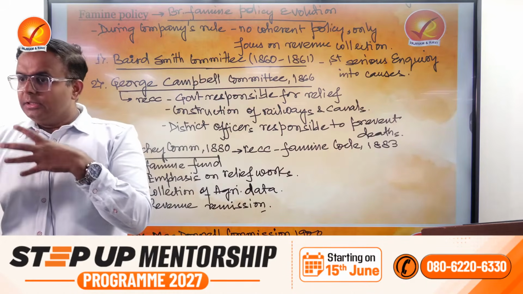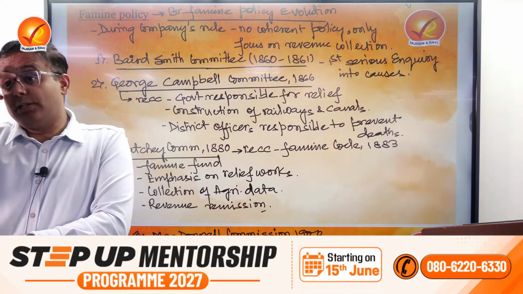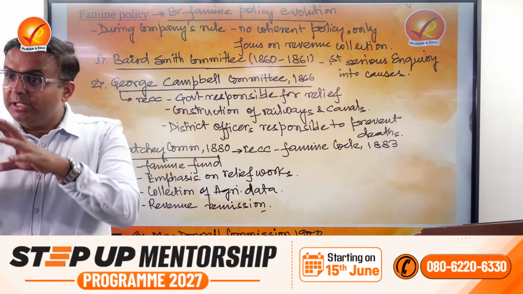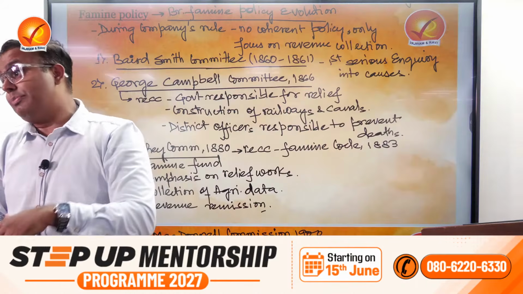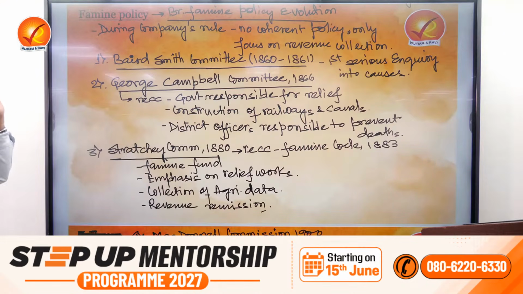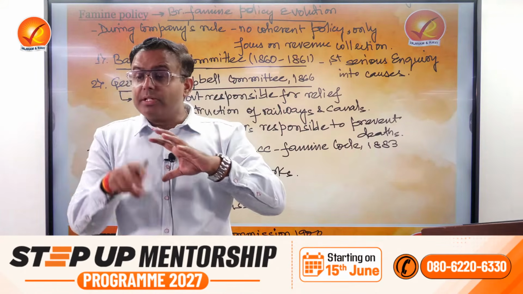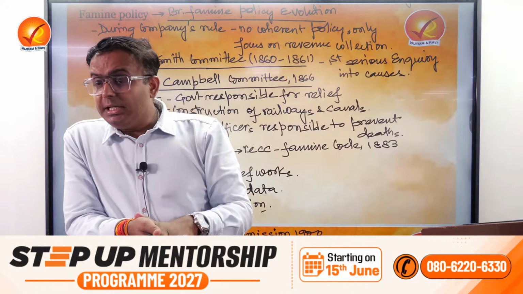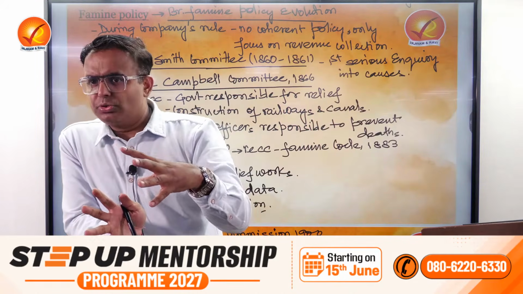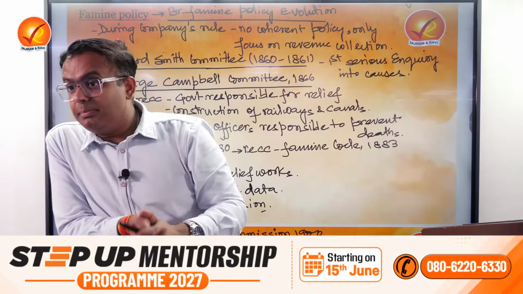Now, however, with the establishment of the Crown, when the British come forward, when they say that yes, we have taken over, they cannot be that indifferent because it will lead to a lot of bad name. For the first time, if you look at the British attempt, the first attempt towards this issue was in 1860-61 when the Baird-Smith Committee decided to investigate the causes of the famine, but it did not make any relief-based recommendation. उसने बस investigate किया. So still it looked like a charity that the Britishers were doing.